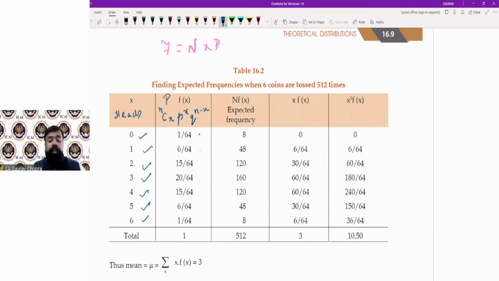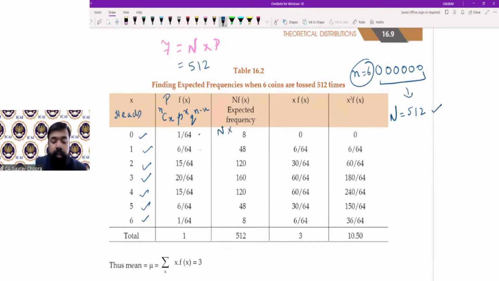Then for expected frequency, we have to multiply N with p. What is N? It is 512, because 6 coins are tossed 512 times. This 512 is basically capital N and this 6 is small n. So whenever we have to calculate frequency, use capital N. Here we are doing capital N multiplied by the probability.